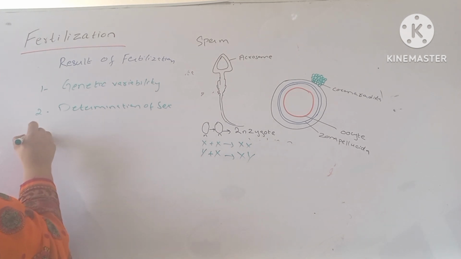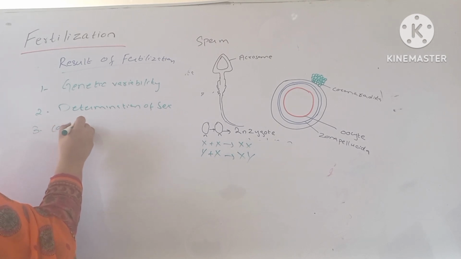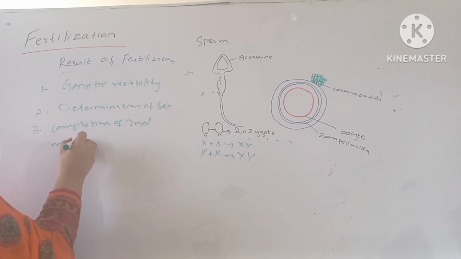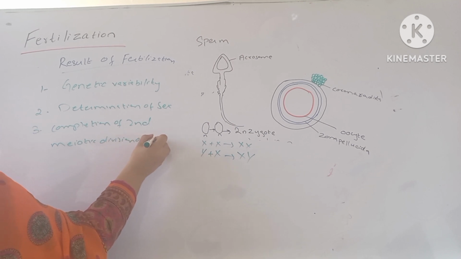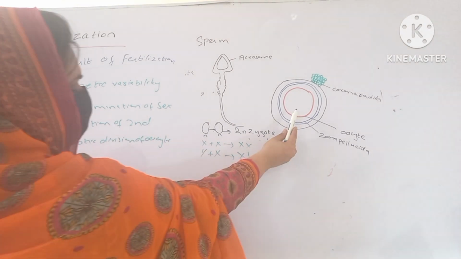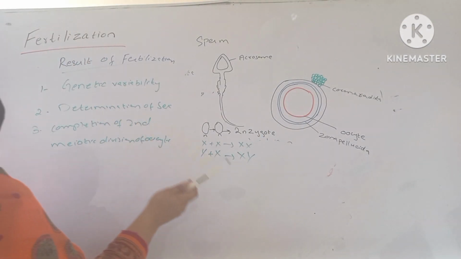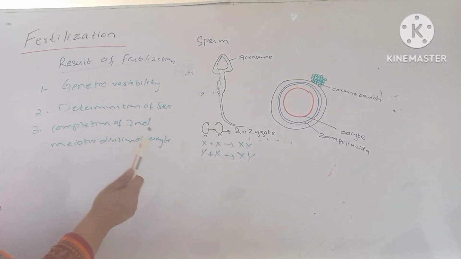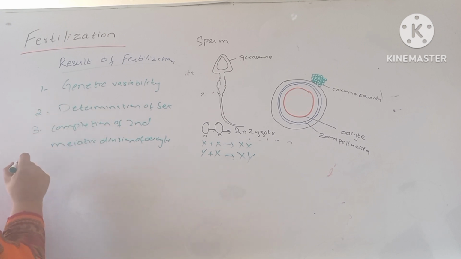The third result of fertilization is the completion of the second meiotic division of the oocyte. This oocyte is the secondary oocyte, and it is in metaphase arrest. As fertilization occurs, this metaphase arrest disappears and the secondary oocyte completes its second meiotic division.